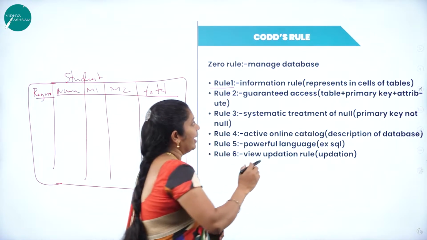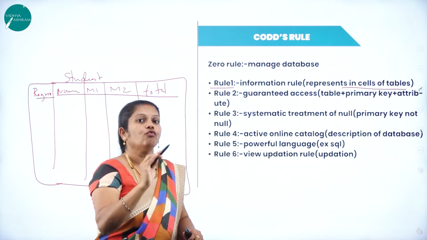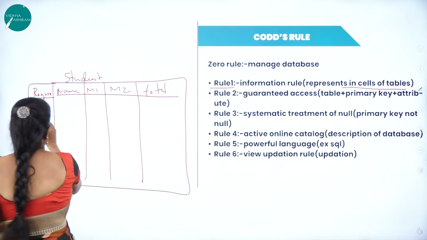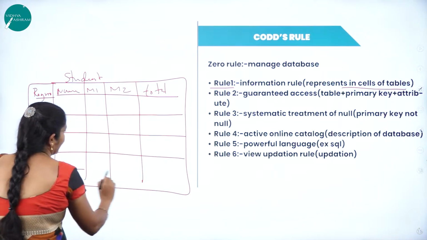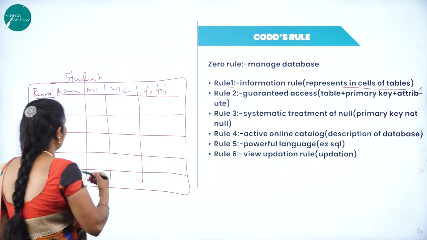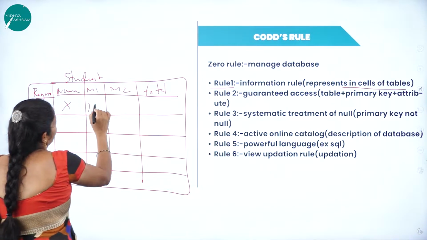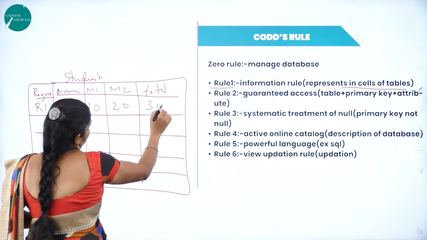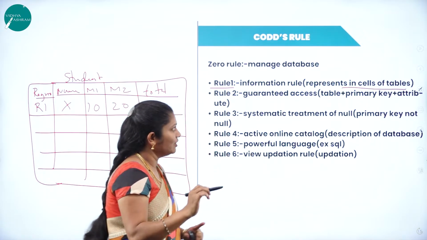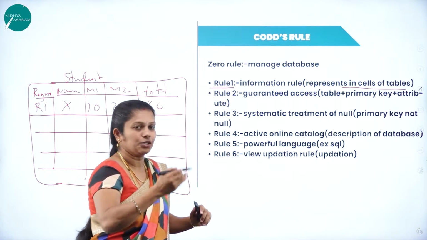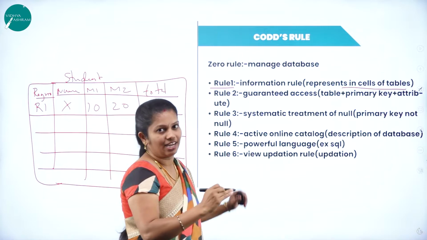It means that every data has to be represented in the format of cells of tables. Here we have to represent all the values in cell format. In the field format, we have to enter the values. Here, register number, for example, R1, name is X, marks 10, 20, and the total is 30. It means that the first rule is the information rule. In this information rule, all the data has to be represented in cell format, especially in a table, we have to enter in the cell format.